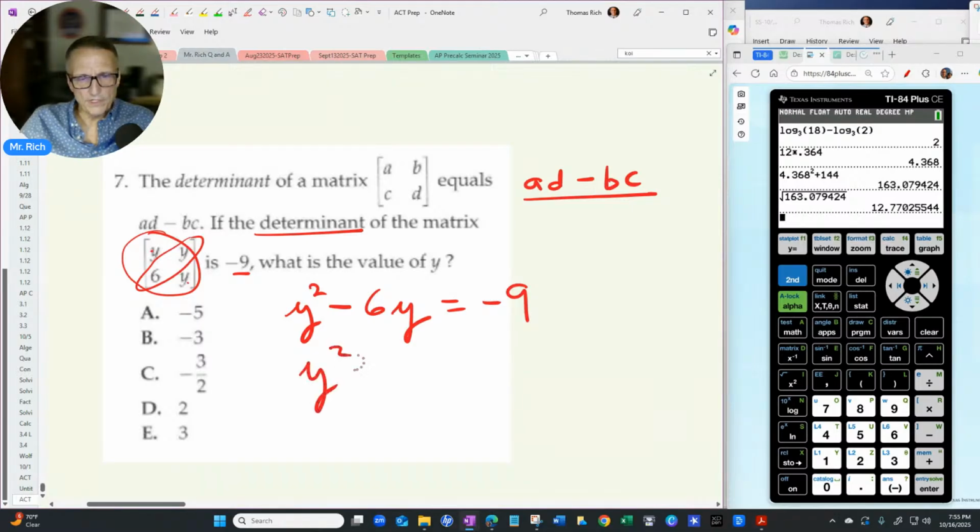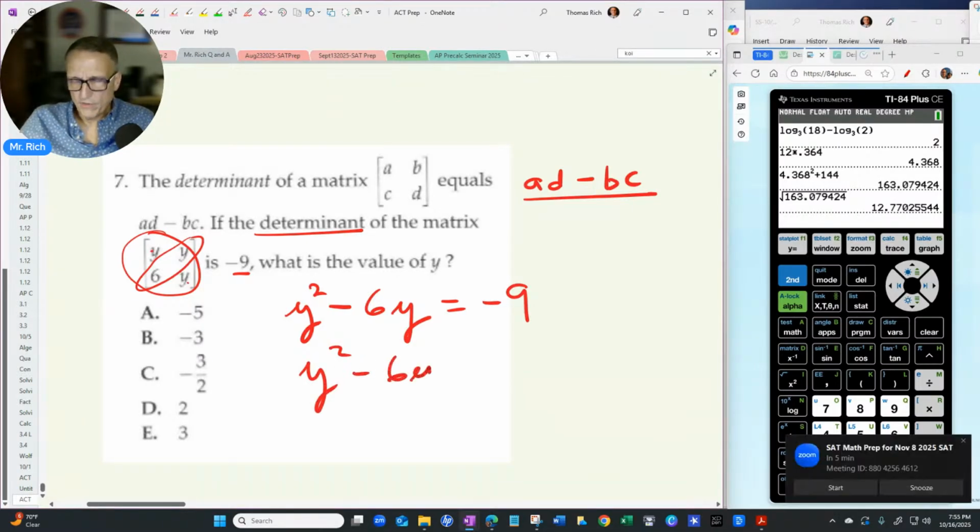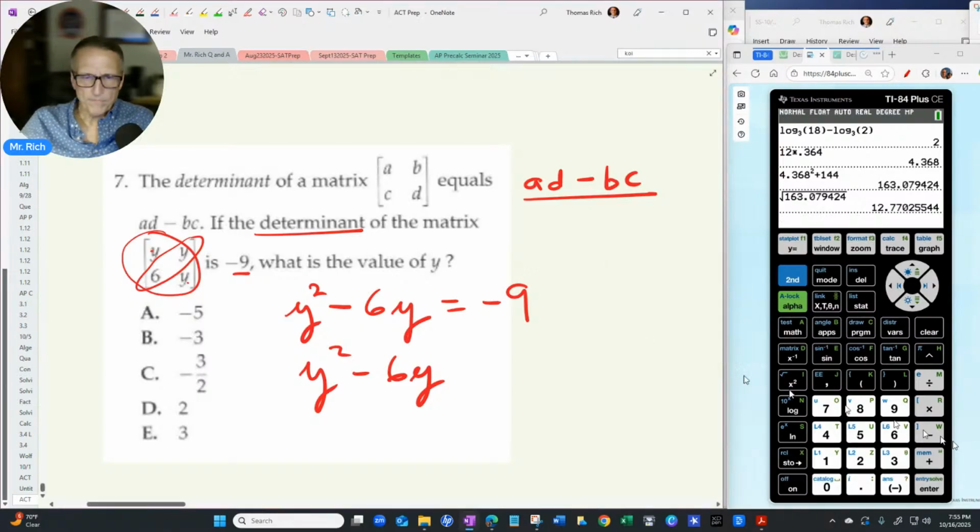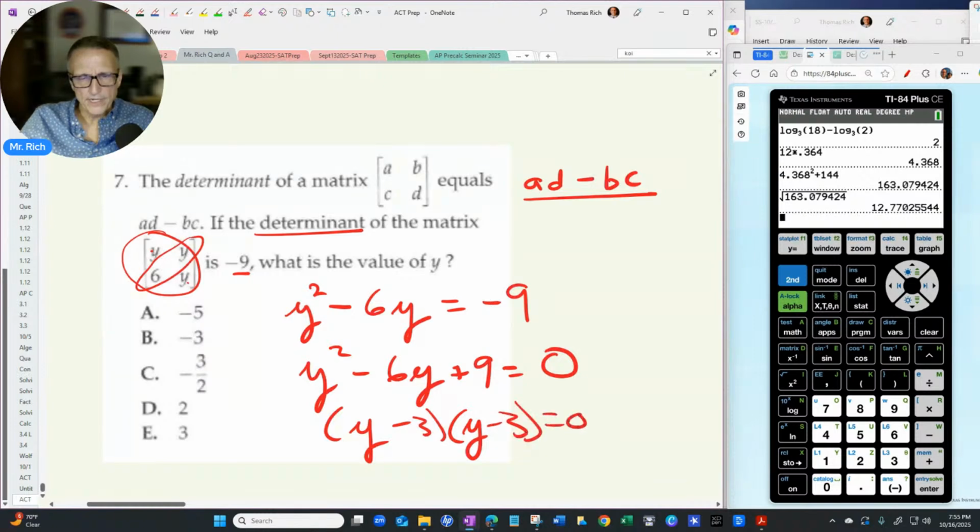We will solve this like we do any other quadratic, and we're going to do that by factoring, by bringing that -9 over. And then we can see that this is going to be (y - 3)(y - 3) = 0. So my answer is y = 3. And yes, that's what they were asking me for. So E is going to be my answer for that problem.